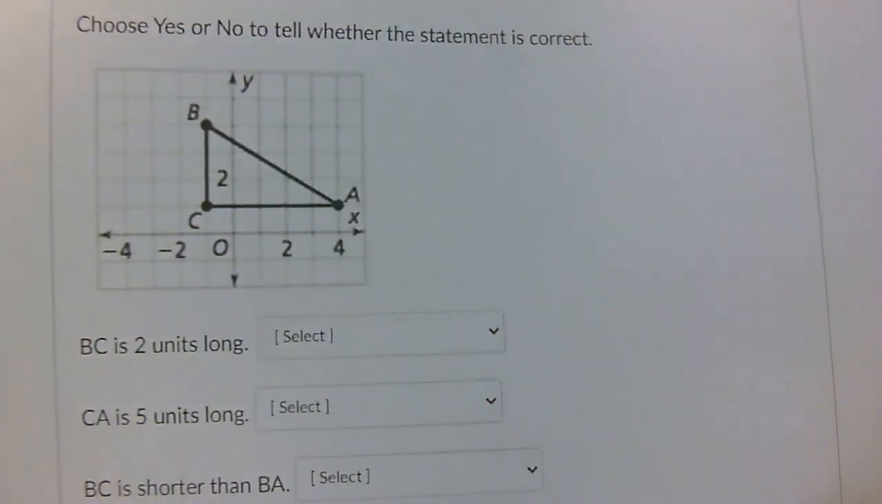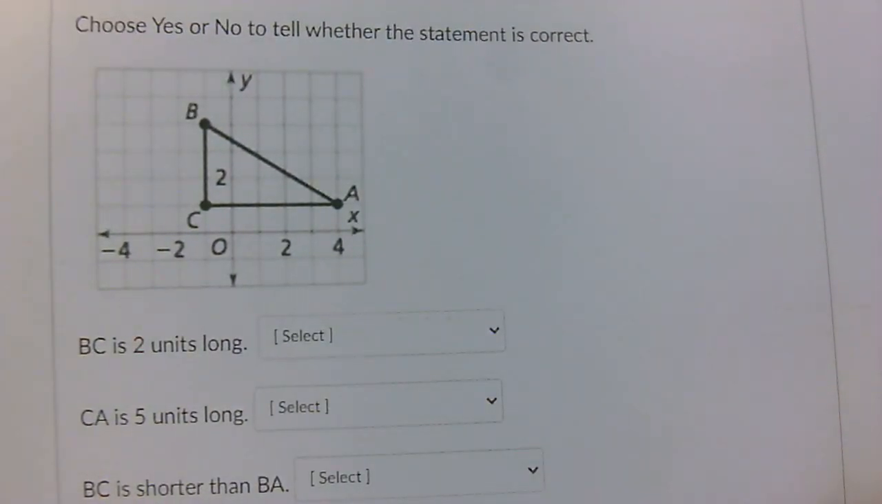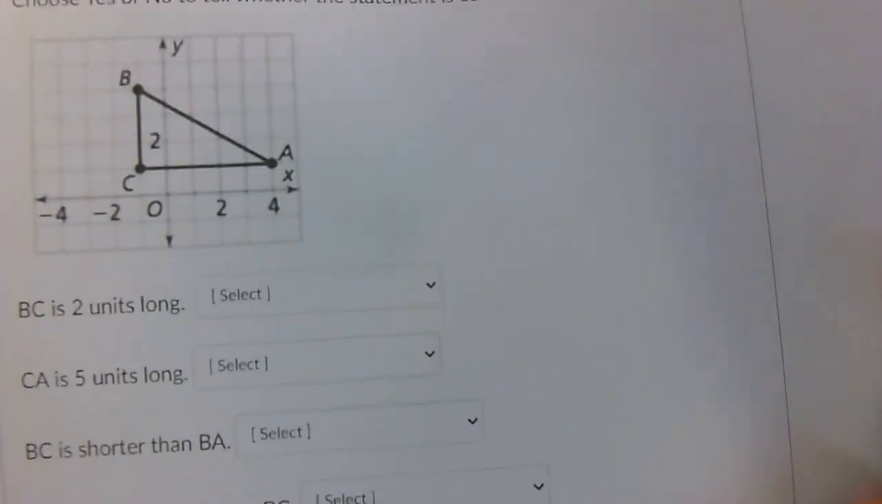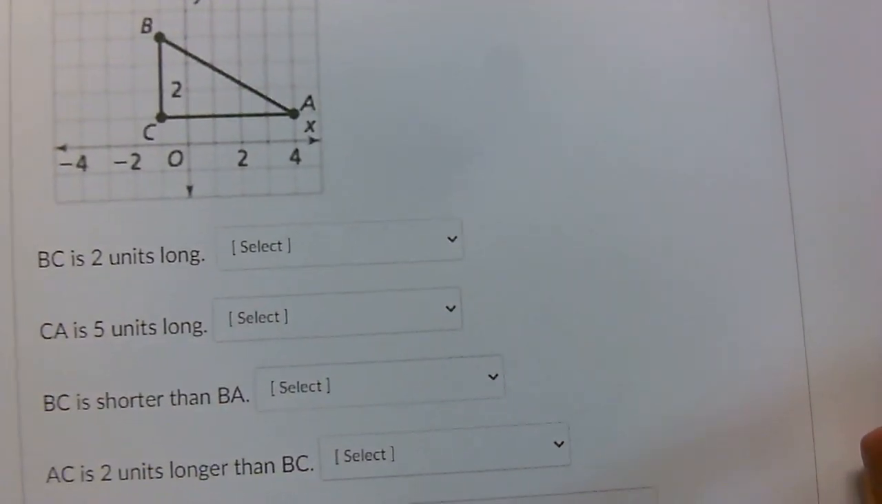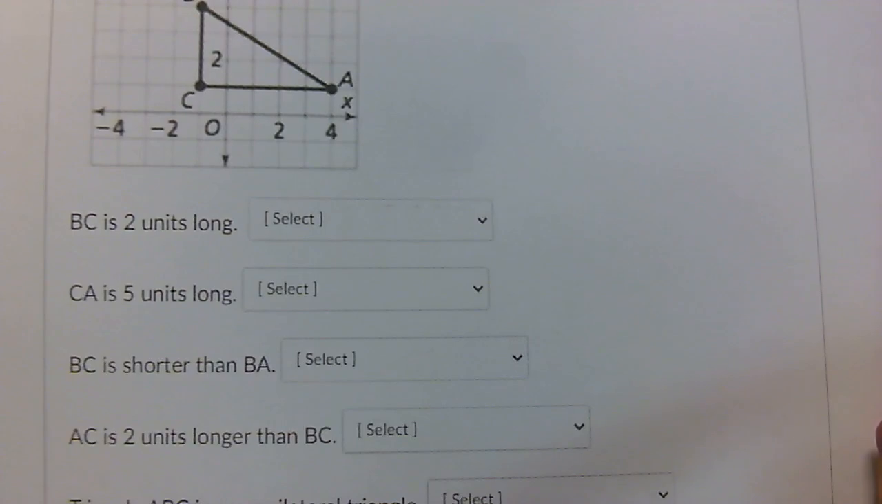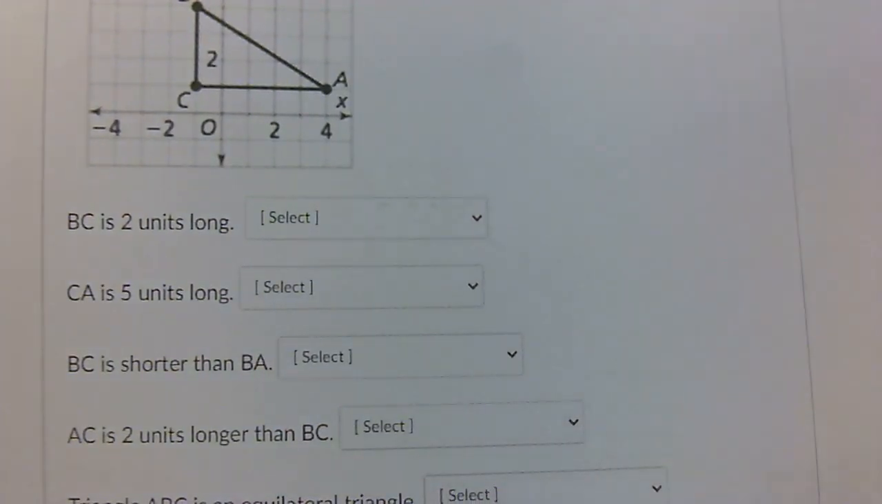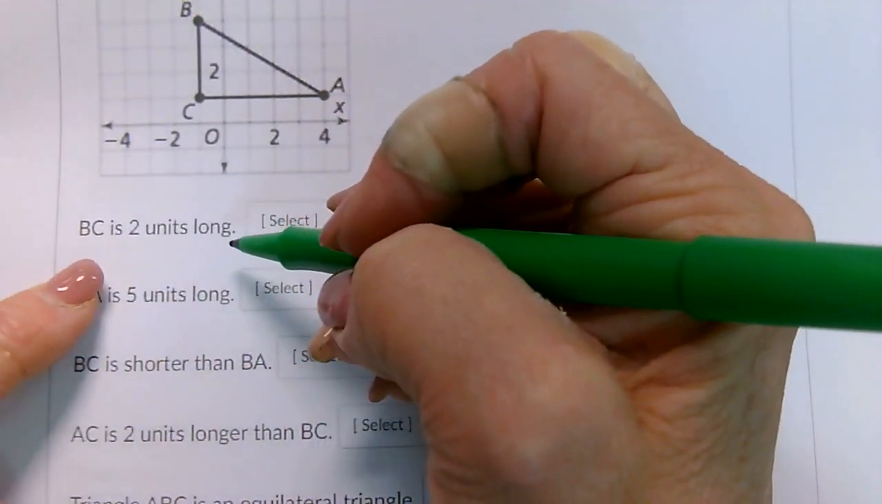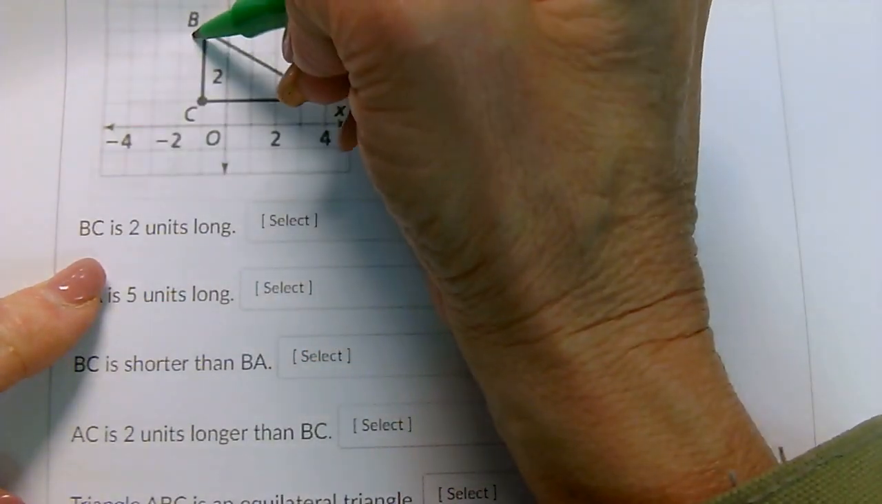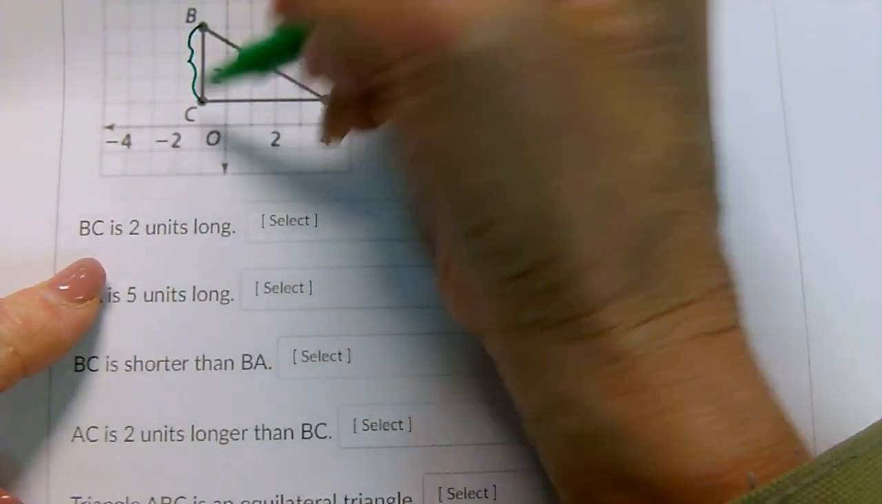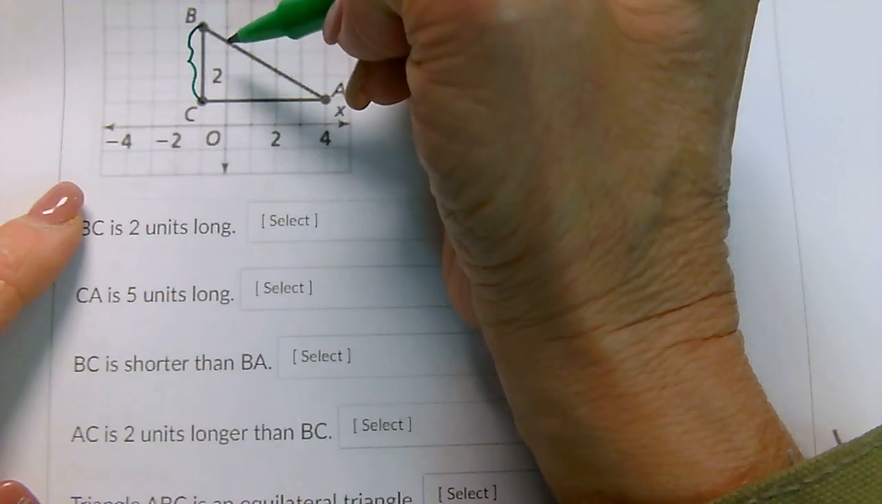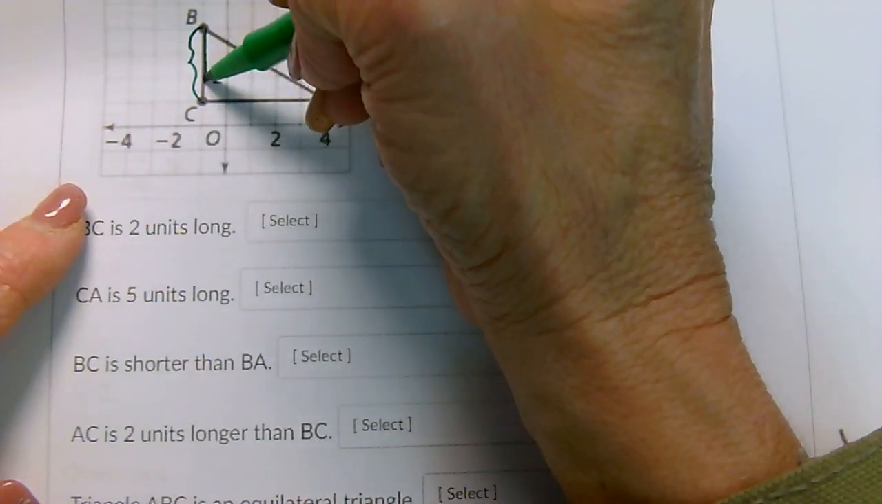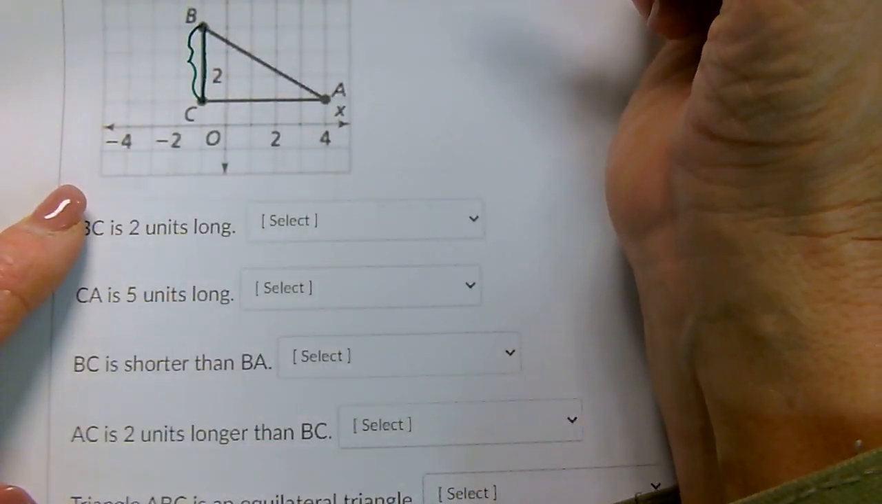On question 13, your very last one, you are to choose yes or no to tell whether each statement is correct. Now when I slide this down, let's take a look at each question at a time. It says BC is 2 units long. This is BC right here. You have to determine if that is 2 units long.